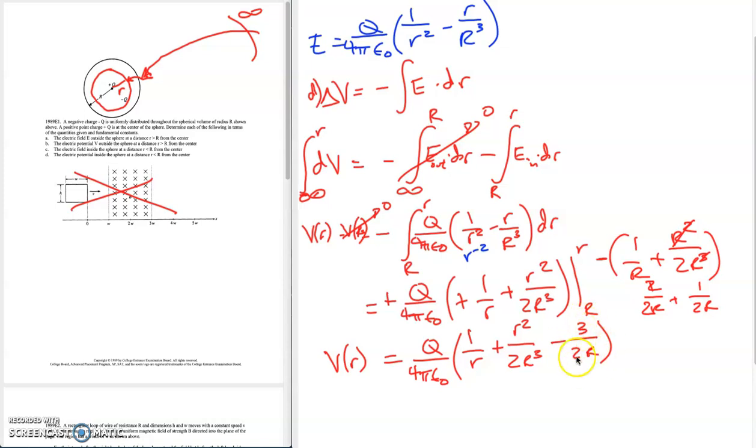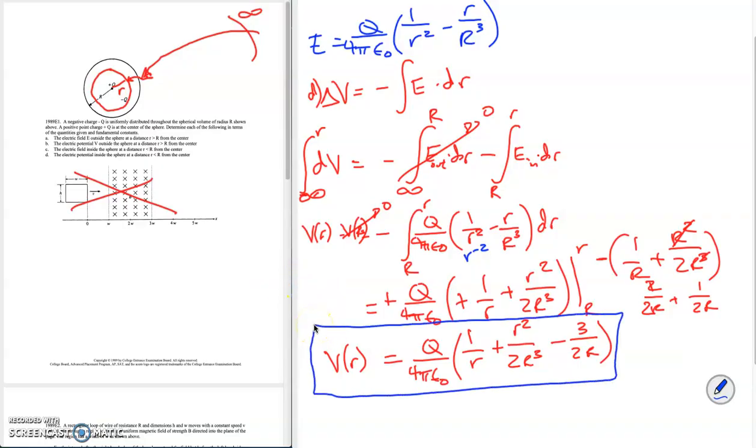Here's essentially a constant for dealing with the fact that we're stepping inside a sphere. And that gets us our voltage inside the sphere as a function of how far I am from the center of the sphere.